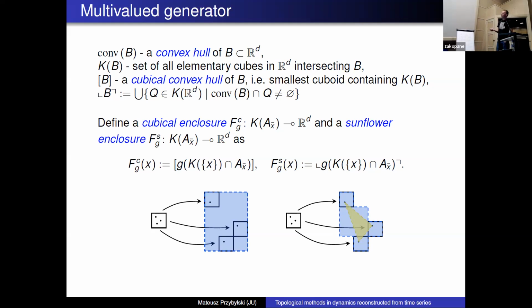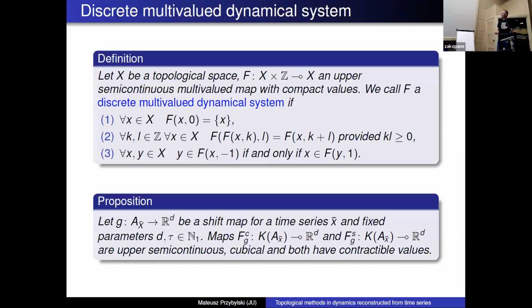And the other idea was to take those values of the shift map, take the convex hull of those points, and then cover this convex hull with cubes. And as you can see here, the value is significantly smaller than the value of this cubical enclosure here. And of course, we showed that this value is also contractible, so also acyclic.